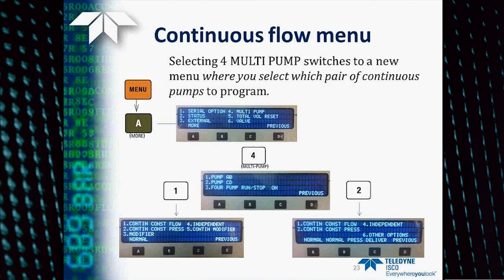Another change is in the continuous flow menu. If you go into the menu and press A for more, you'll get the choice of number 4, which is the multi-pump submenu. You press 4, and instead of going, as you would previously, to the bottom left screen that shows the different types of continuous flow available, you would instead bring up this intermediate screen that lets you pick which pump pair you wish to program. If you push the 1, you'll be programming pumps A and B. If you use the number 2, you'll program pumps C and D.